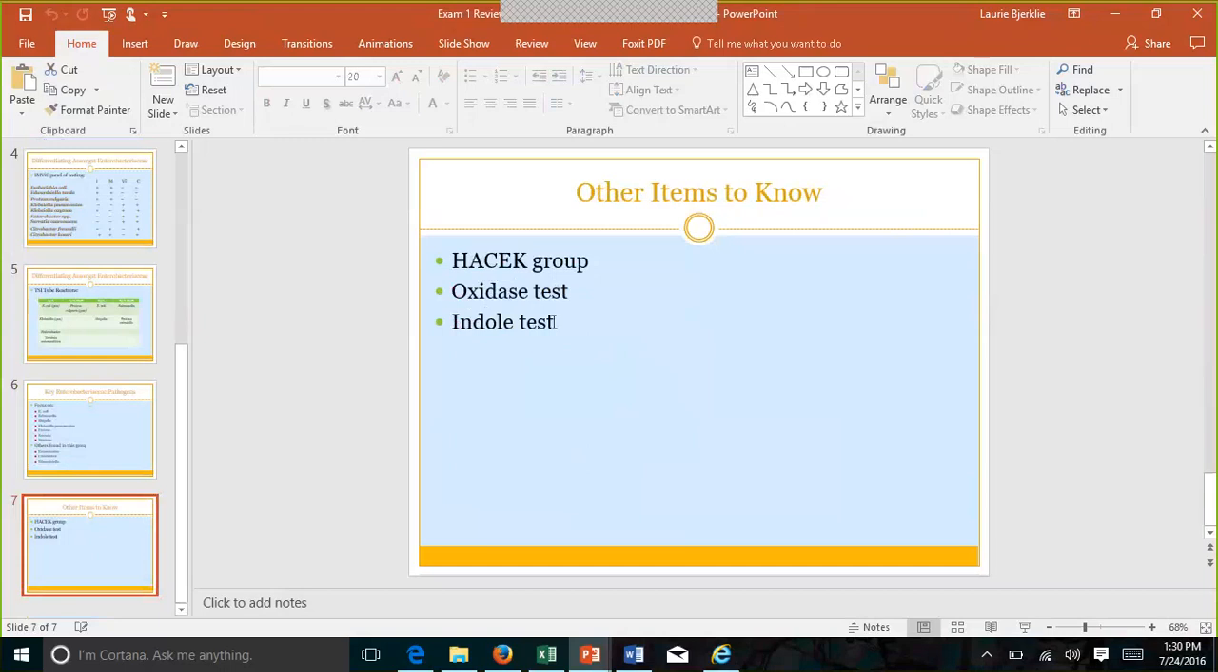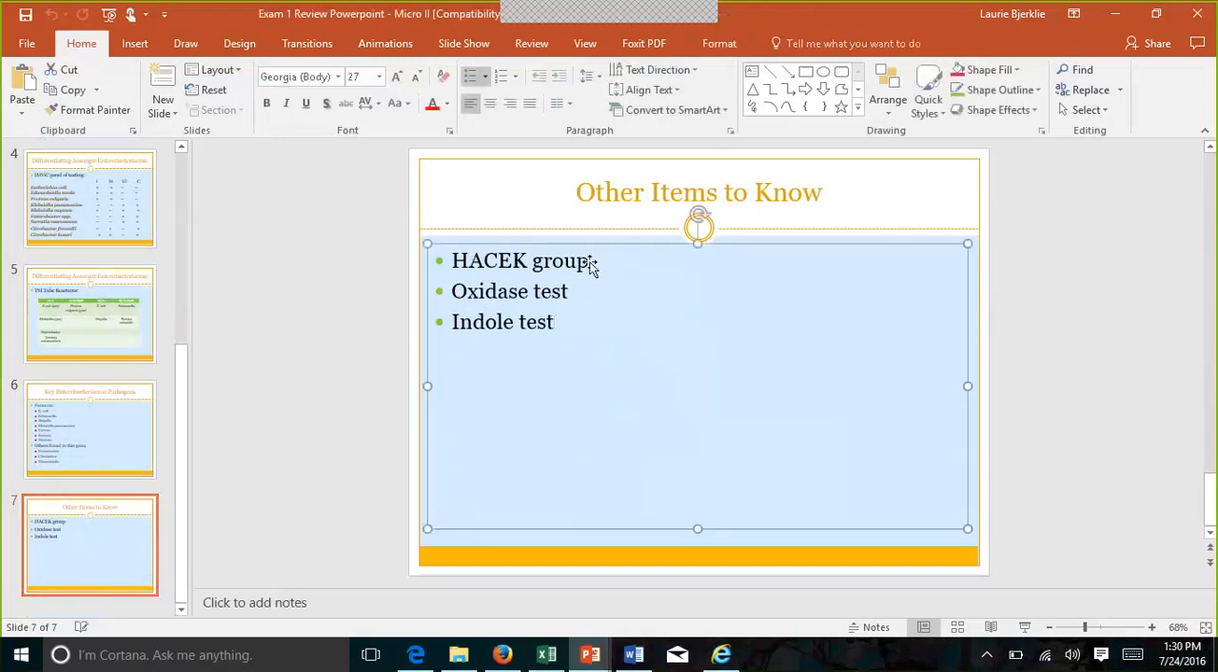All right, last but not least, I can't remember where we had this. If we had the HACEK group in Micro 1, or did we, I thought maybe we mentioned HACEK in Micro 1, but it pops back up now. So I'm going to write this out. There's a reason I'm writing it out. Make sure you really know this. This is a group of bacteria that all cause slowly progressive endocarditis. I cannot spell, progressive endocarditis. So they are gram-negative rods that all cause slowly progressive endocarditis.